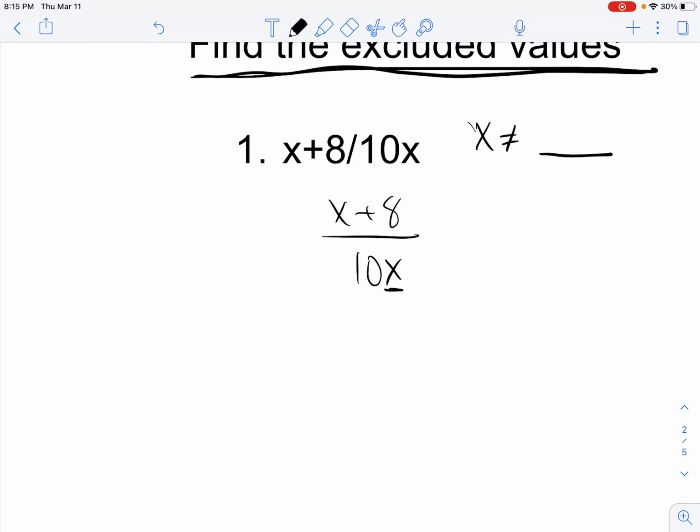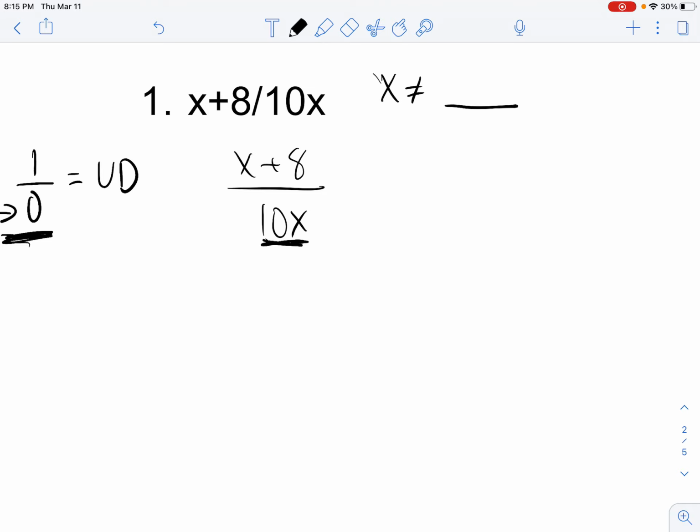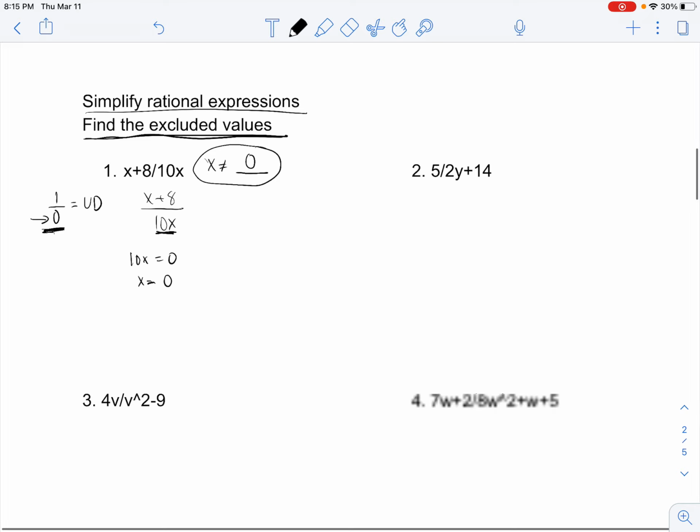when you begin learning division, it's already told that you cannot divide by a 0. This is untrue or undefined because this is not possible. So whenever you have any cases like this, you have to exclude the values that make the denominator 0. Now we have a 10x over here. What makes 10x equal to 0? Well, that's only when x is equal to 0. So our excluded value is actually just 0.